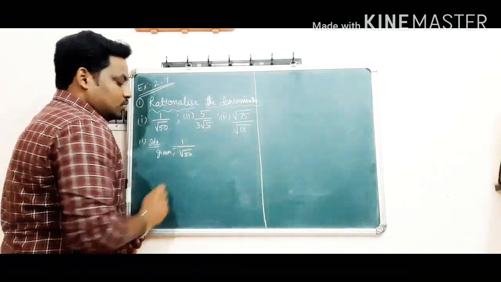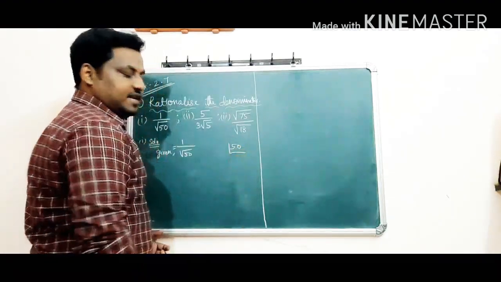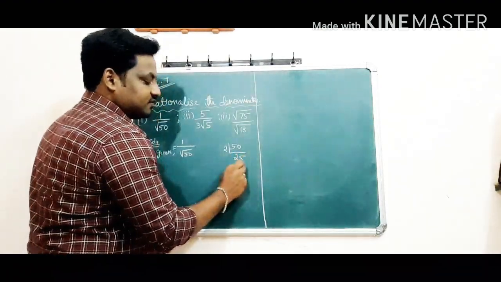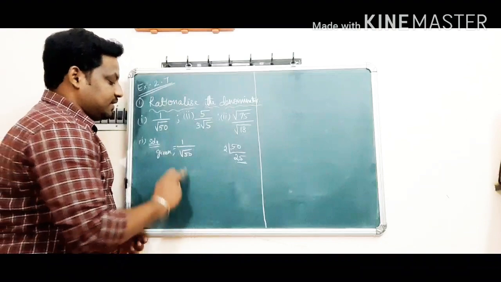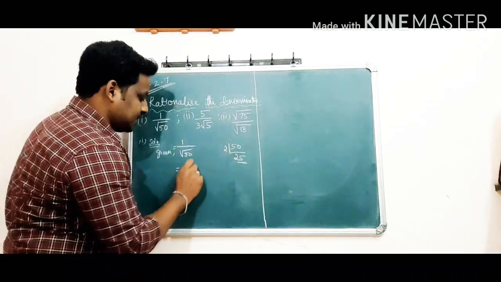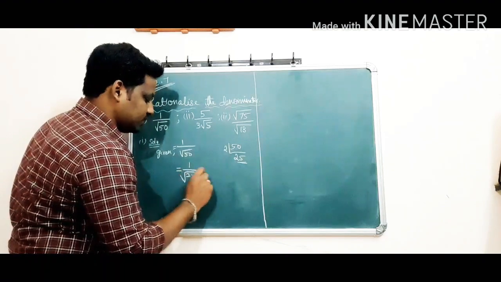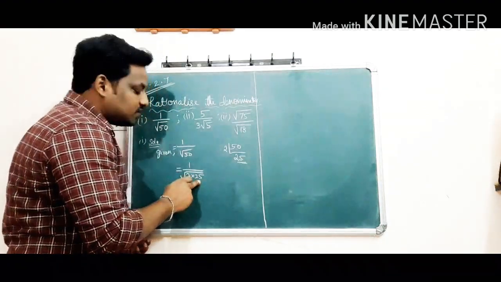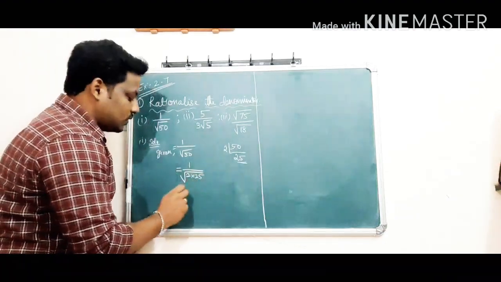Okay, here root 50 is given, so we know that we have to compress the value. Using the division method we have to do 2 into 25. So we know that 25 is a perfect square, that is 5 into 5. So we can split the number 50 into 2 into 25. So first step, 1 divided by square root of 2 into 25. 50 you should write 2 into 25. You know that 25 is a perfect square, that is 5 into 5. So square root of 25 is equal to 5.